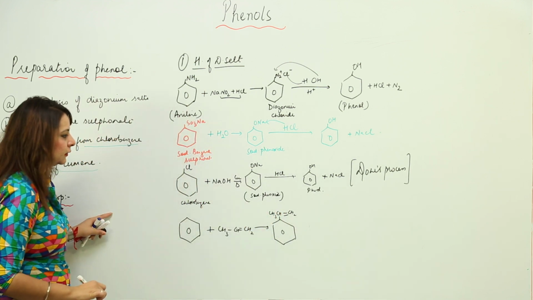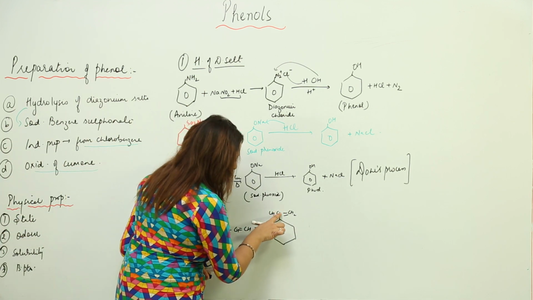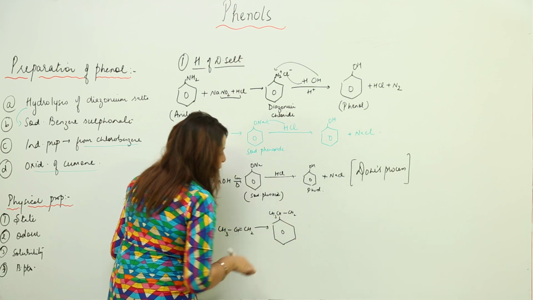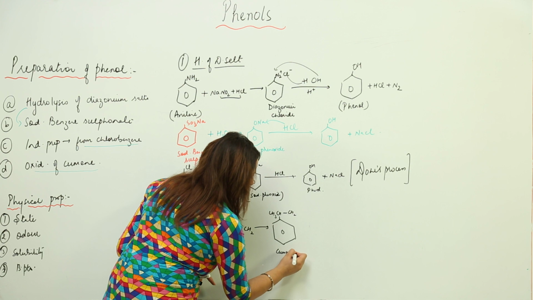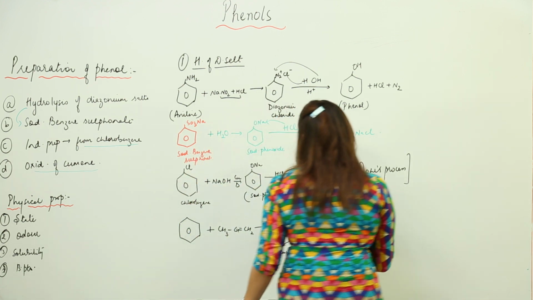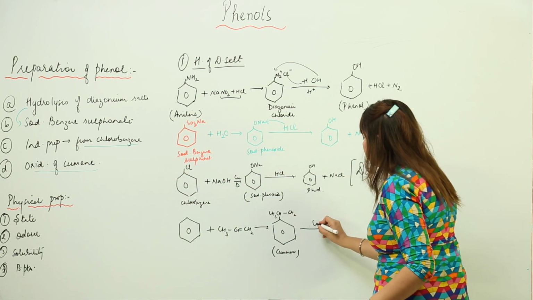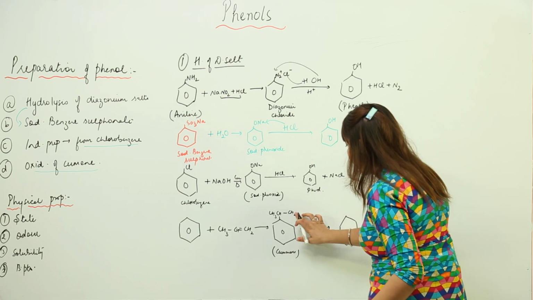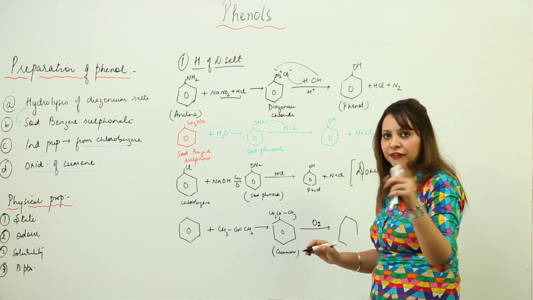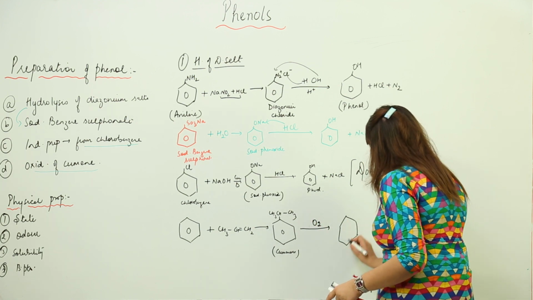This is 1, 2, 3, this bond becomes single. This is cumene. Now what you do, you oxidize it. Oxidize means you need to add oxygen, and this becomes 3 also, because you need to satisfy the valency of carbon along with that.